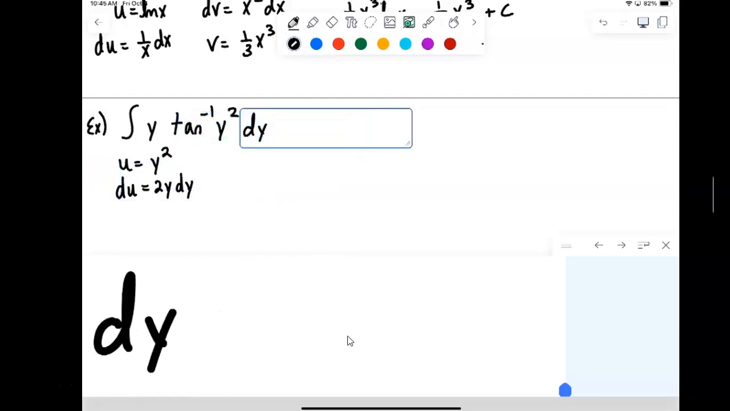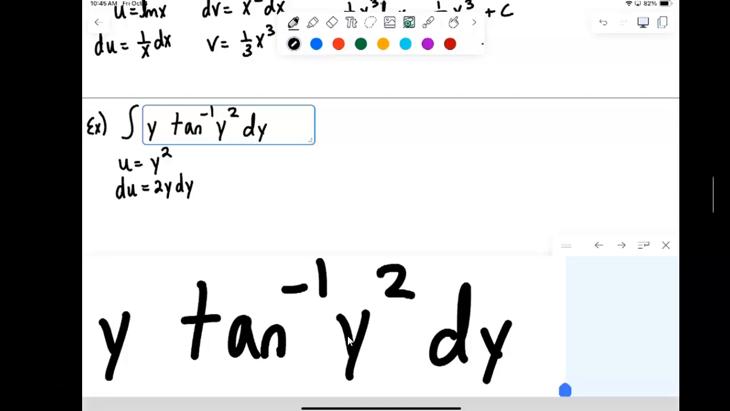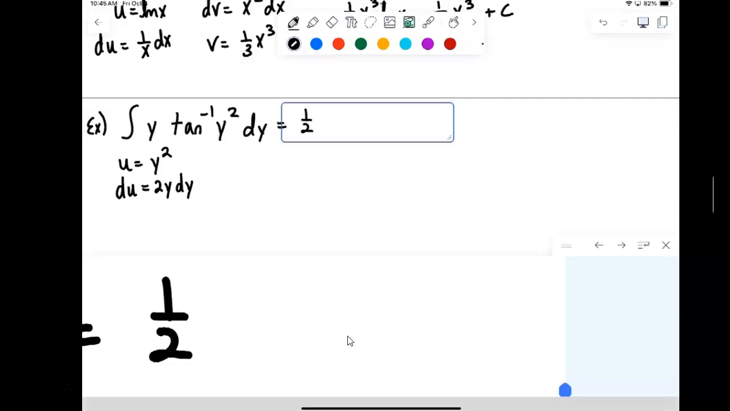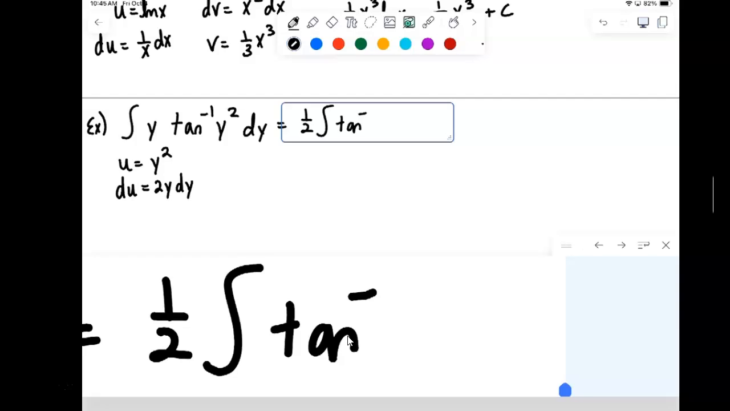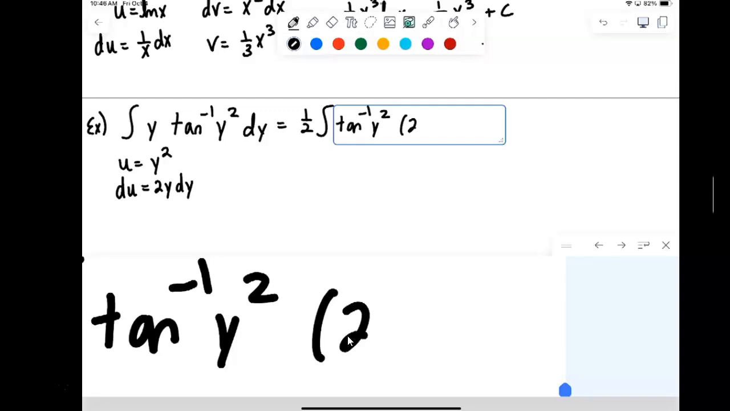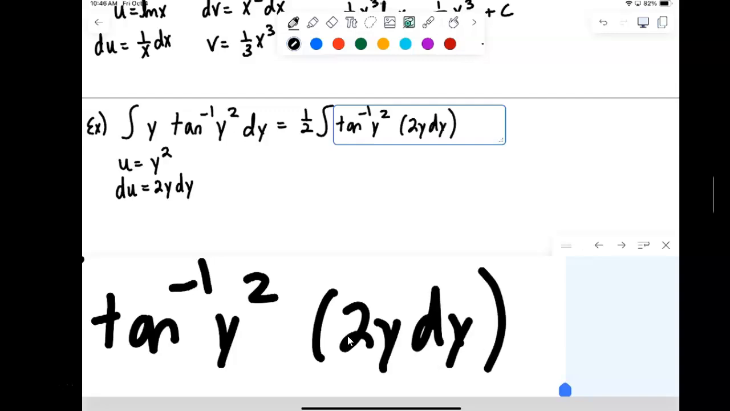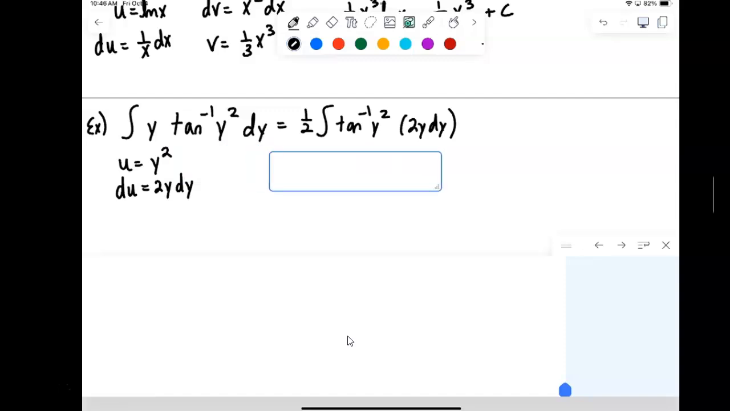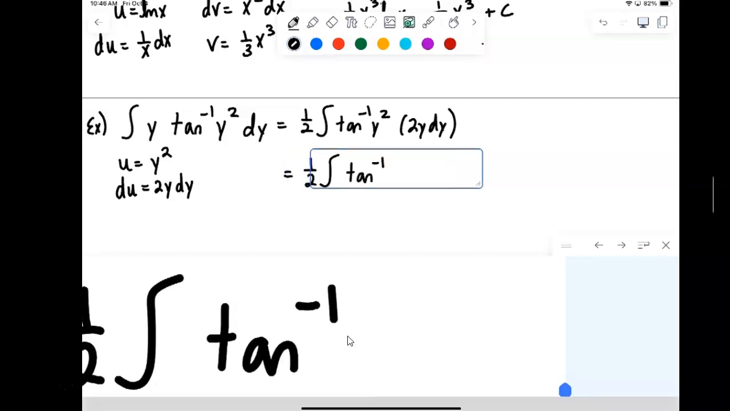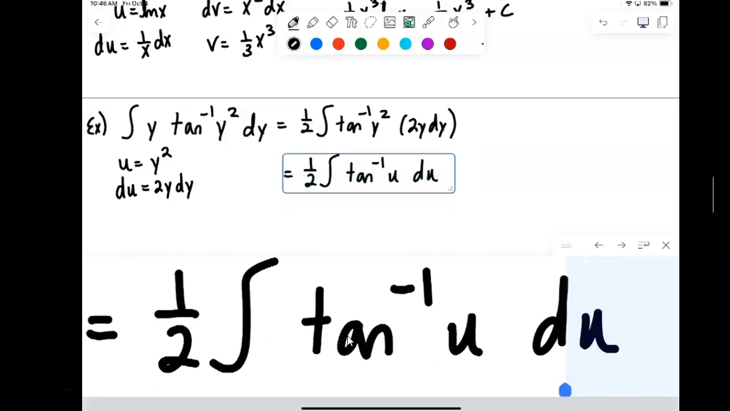And so we carry our substitution step through because we have everything we need except for the 2. Easy to account for. Divide by 2 on the outside. And then we're going to have the integral of the inverse tangent of y squared, and then we'll have our 2y dy that we need to carry the substitution over to u. Then I have this integral, which is much nicer and a lot easier to work with than that original.